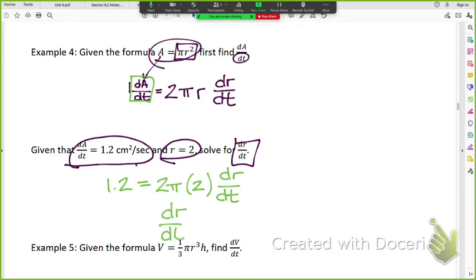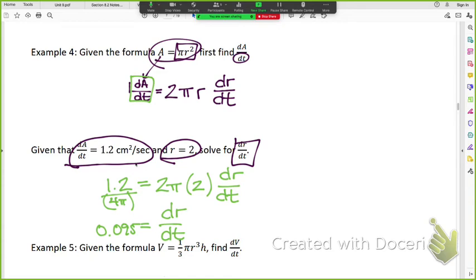Is that not 4 pi? It is 4 pi, but we're going to get a decimal because we're going to divide it into 1.2. So I'm literally taking 1.2 and dividing it by 4 pi in parentheses. I got out of my calculator 0.095. Okay? We are doing that one more time and I am done.